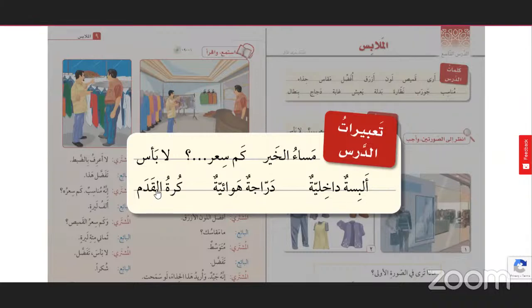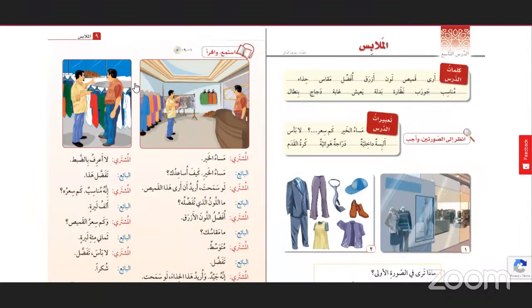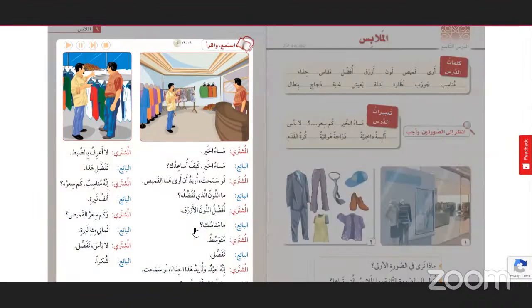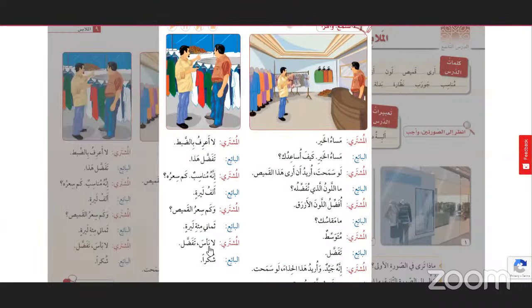Last one, kurat al qadam, football. Okay, I guess we can move on. I have one more question regarding Kuratul Qadam. If you say handball, is it Kuratul Yad? Kuratul Yad, yes. That's used for volleyball as well. Somebody saying football, you mean soccer? Yes, I mean soccer.